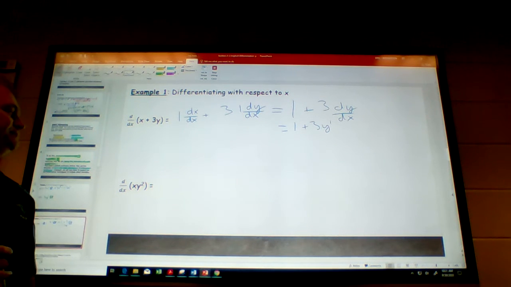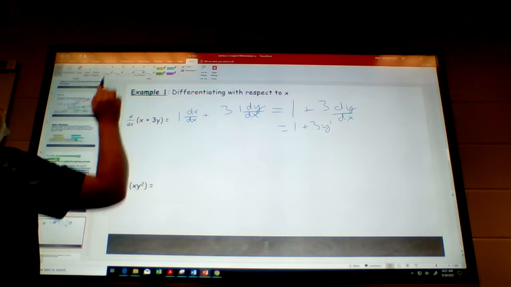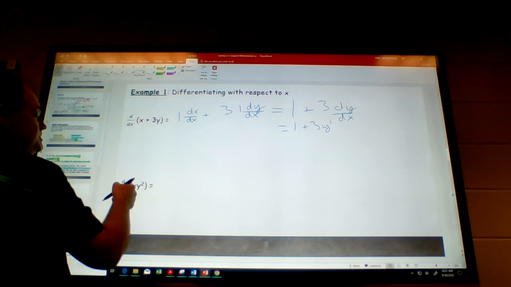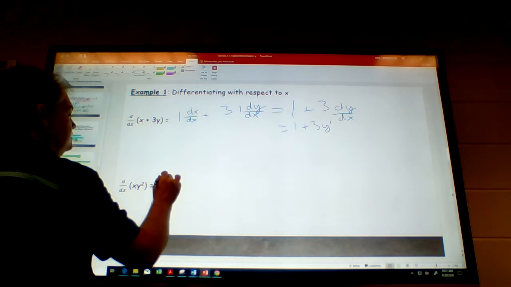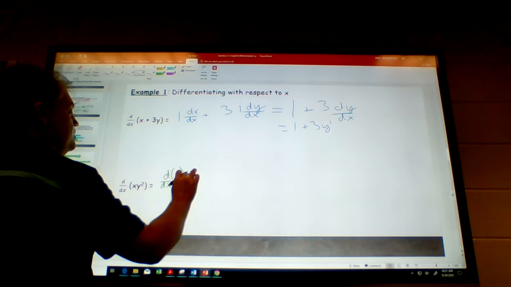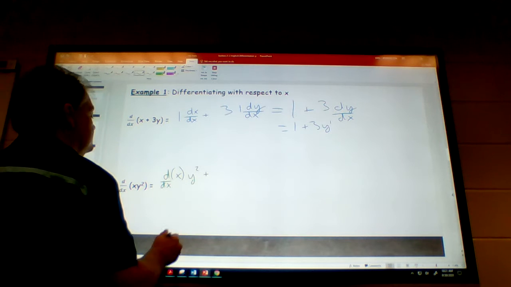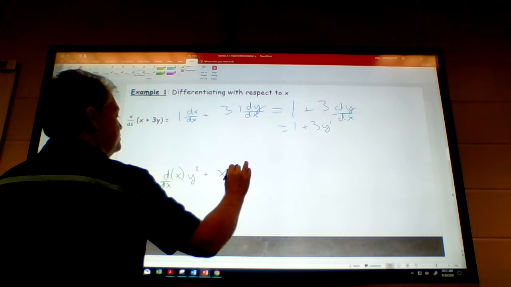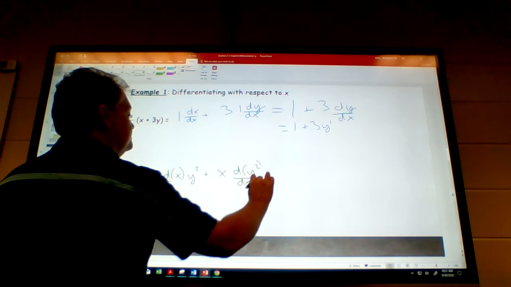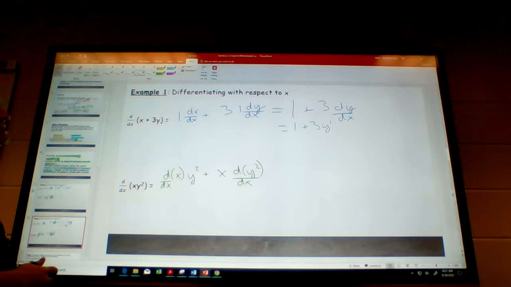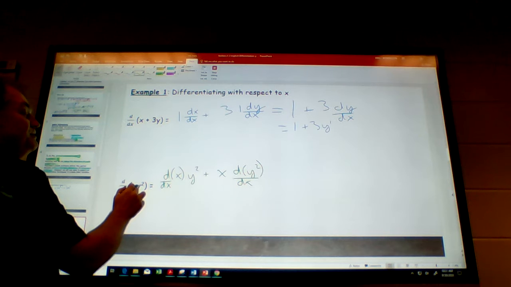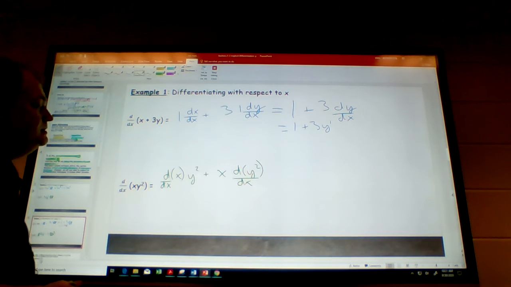All right. Now, let's do this next one here, x y squared. Here we're going to have to use the product rule. So since we're going to use the product rule, we'll do the derivative of x times y squared plus x times the derivative of y to the second in terms of x. I'm writing this out the long way. I hope this doesn't confuse you. Basically, I'm taking the derivative of the first times the second plus the derivative of the second times the first. That's all I'm doing.